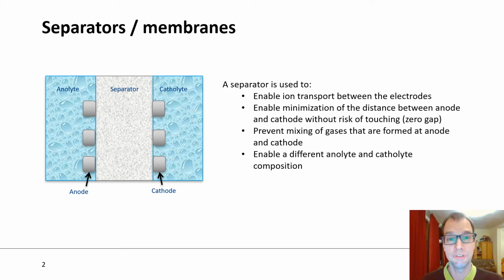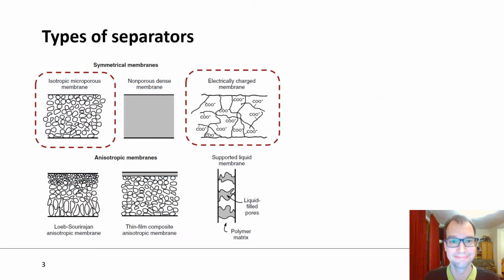Now the fourth function, still worthwhile mentioning, is that it also enables the use of different analyte and catalyte compositions. And that is useful for particular electrochemical systems where that is desired. There are different types of separators, as you can see here.